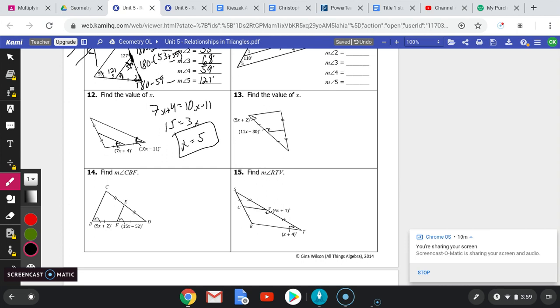And that, ladies and gentlemen, is how you work with the midsegment of a triangle theorem.